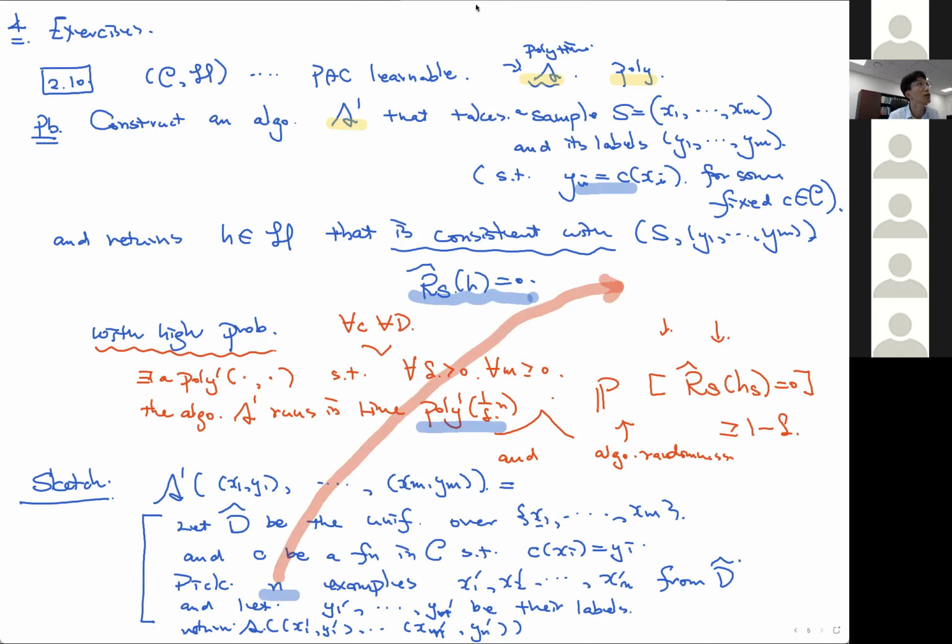So n is chosen to be a polynomial, the one given for the original algorithm, in 1 over 2m, 1 over delta, and n.